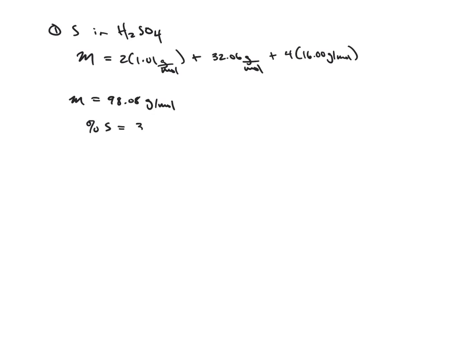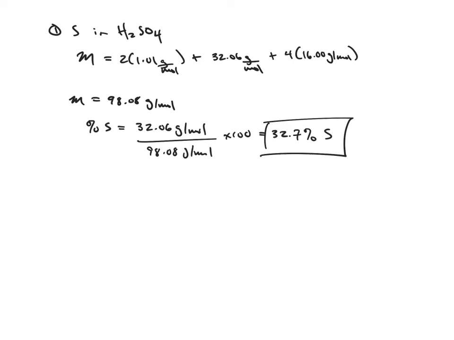Okay, if I want to figure out the percent sulfur, that's going to be equal to, here the sulfur's mass in total is 32.06, divided by the molar mass of the compound, 98.08 grams per mole, okay, times 100. It's 32.06 divided by that number, times 100, is, we'll round it to tenths place, 32.7% sulfur. Okay, so that's how you would do one like number 1.